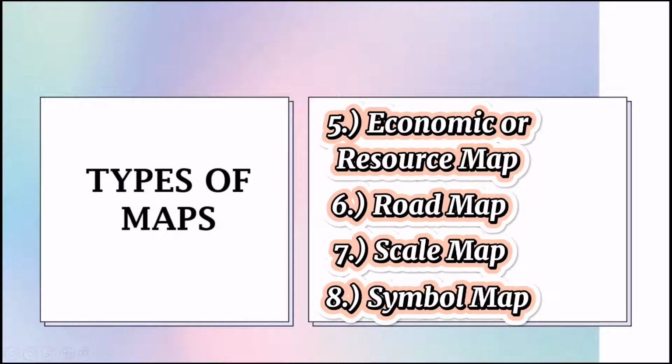For example, black dots represent cities. Circle star represent capitals. So that is the 8 types of maps.